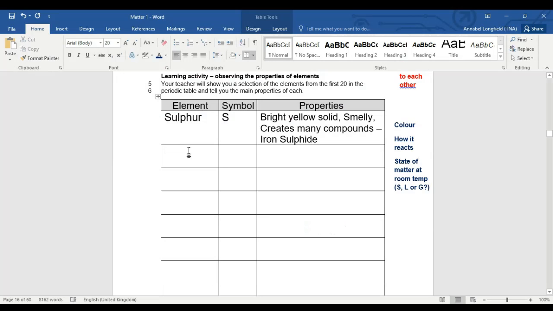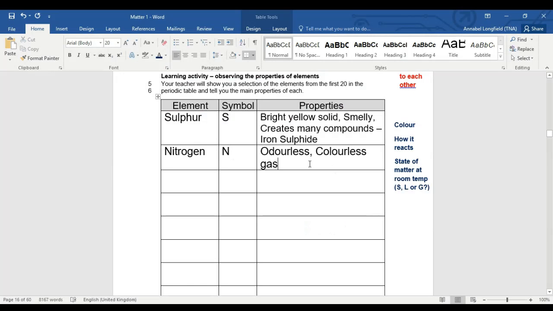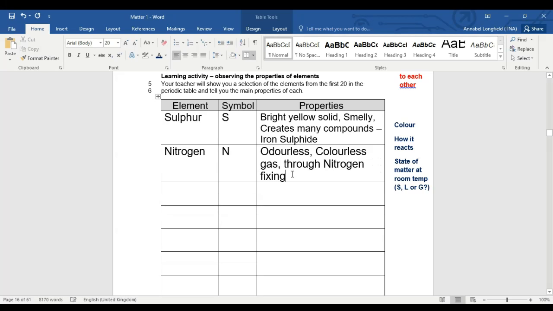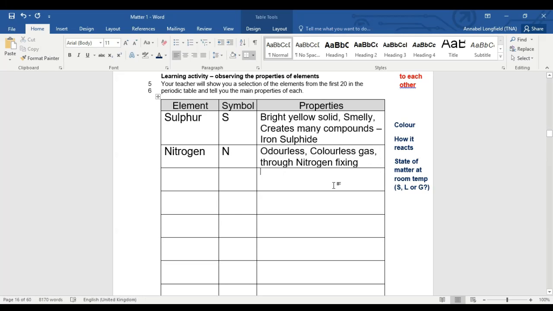Okay, so for the next part of your table, you should now have nitrogen, the symbol being a capital N. Nitrogen is an odourless, colourless gas. It forms compounds through nitrogen fixing. And again, I'll make that smaller just so that it fits in my table a little better.